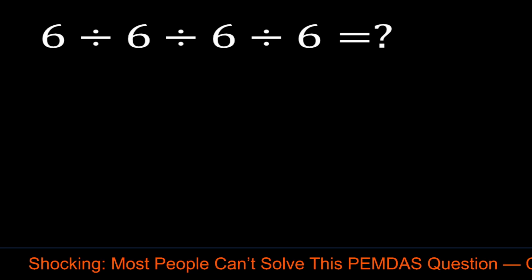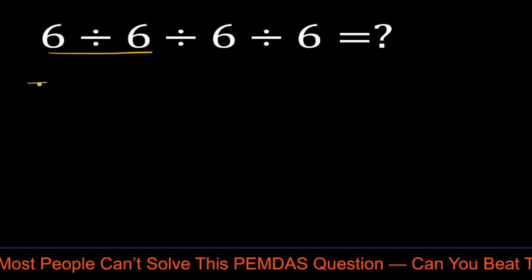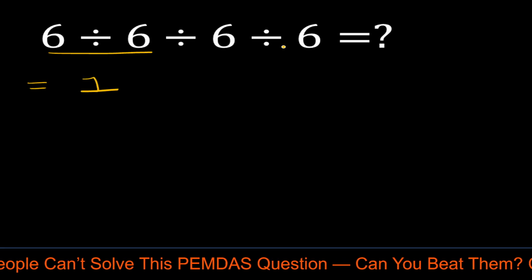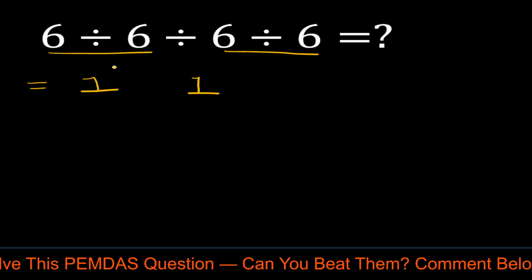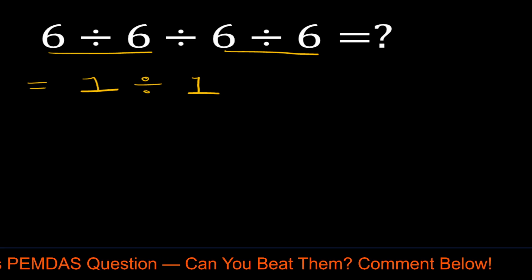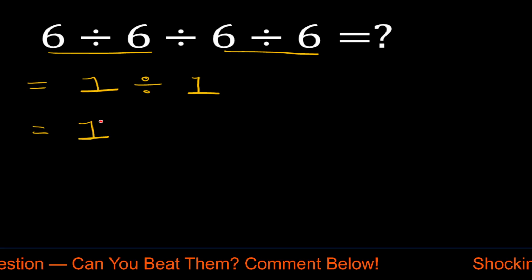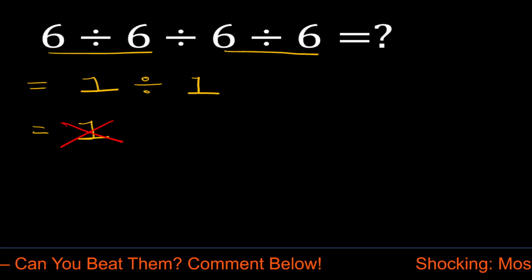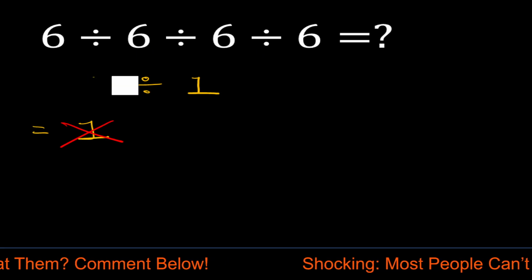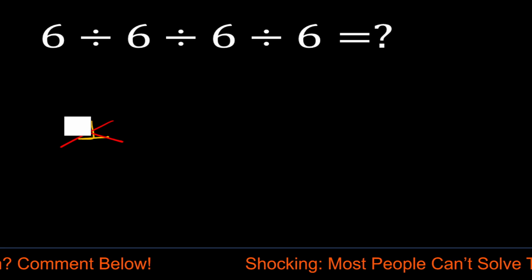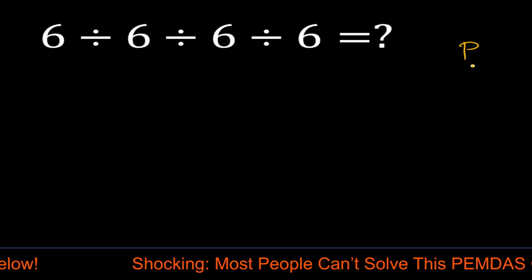So most people solve this question like 6 divided by 6 is equal to 1. Then again 6 divided by 6 is equal to also 1. Now 1 divided by 1 is equal to 1. But this answer is not correct. Right? This answer is completely wrong. So now let's solve this problem correctly by using a PEMDAS rule, right?